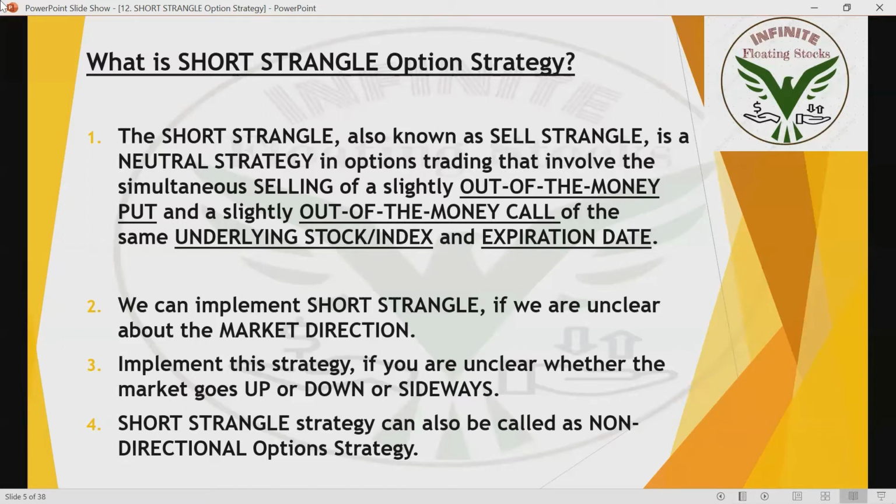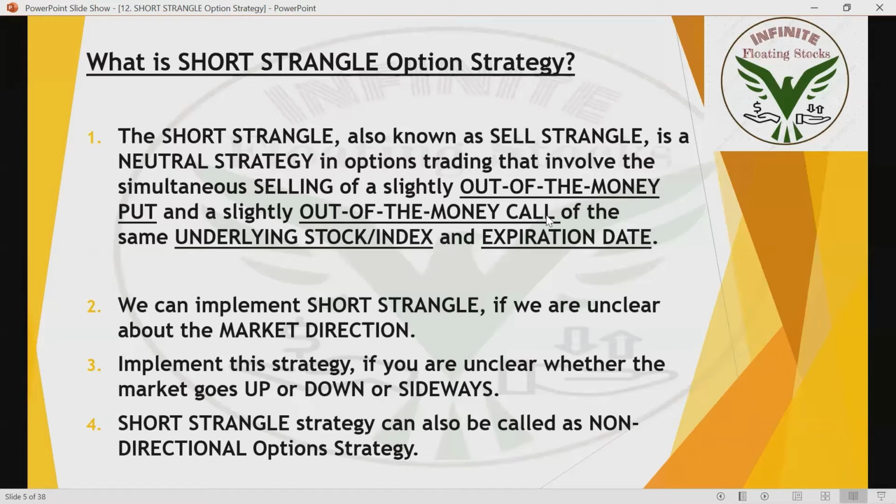I repeat, the definition is very simple. The short triangle or sell triangle is a neutral strategy because irrespective of market movement, you can make money if you use this strategy properly. It involves simultaneous selling. Simultaneous in the sense you need to do it immediately: simultaneous selling of a slightly out of the money put option and a slightly out of the money call option.